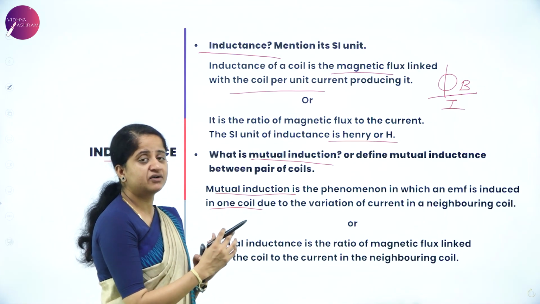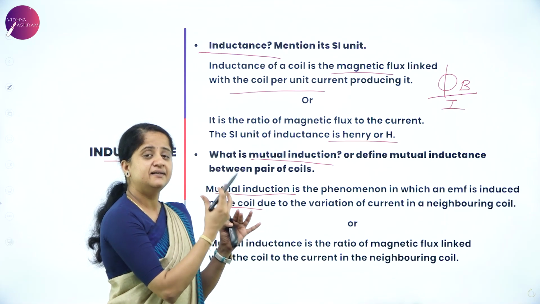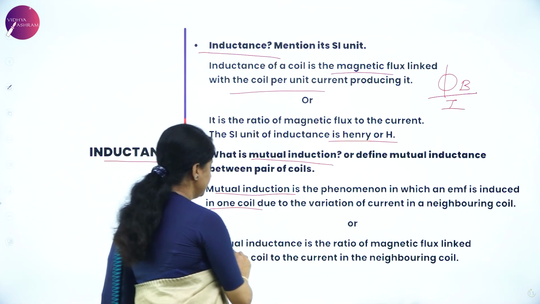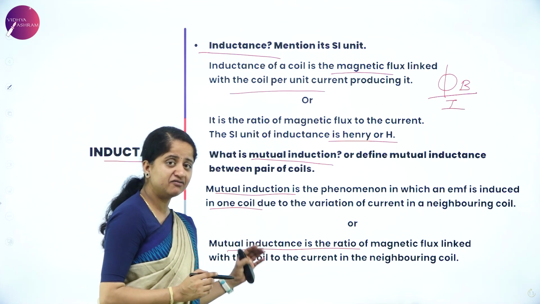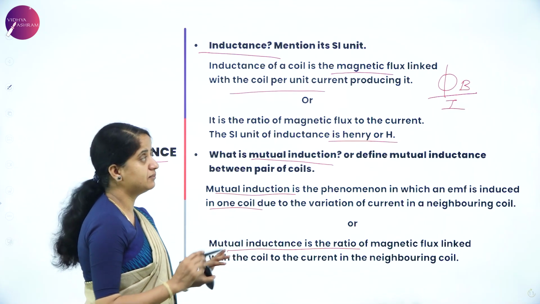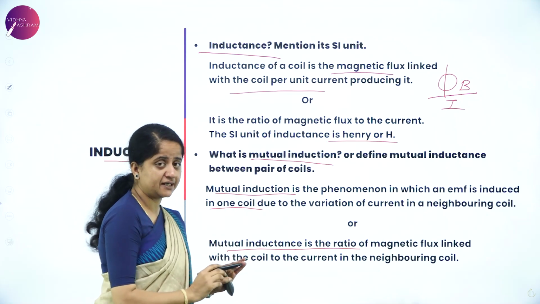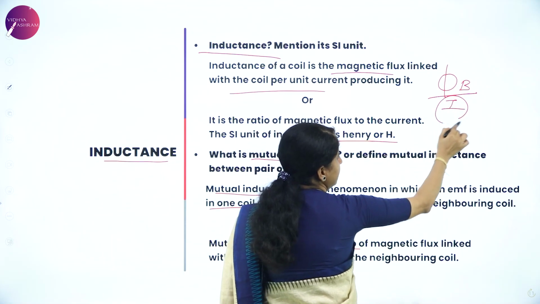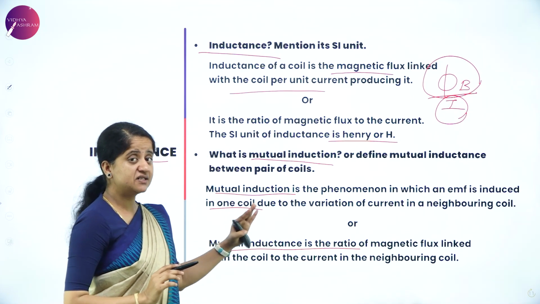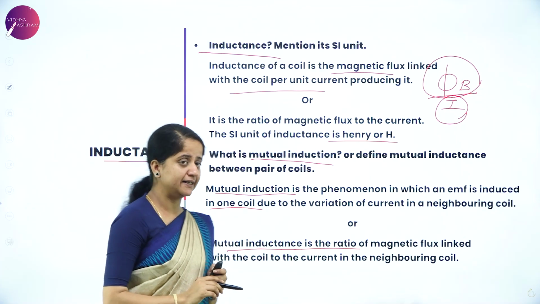Because of the variation of current in the neighboring coil, the EMF will be induced in one coil, and that is called mutual inductance. It can also be defined as the ratio of magnetic flux linked with the coil to the current in the neighboring coil, because phi B is the magnetic flux and I is the current. Due to the variation of current in one coil, there will be a change in magnetic flux, and an induced EMF can be observed in another coil, and we call it mutual inductance.